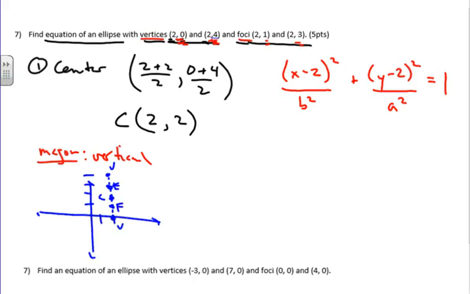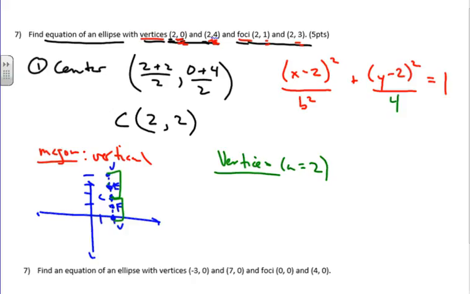Now from here, we want to figure out our a value. Now, this is very important. To find the a value, we have to look at the vertices. The a value is the distance from the center to one vertex. You can just count. We have (2, 2), we go 2, so it's going to be 2 in both directions. That's how you find it. So in this case, a squared is going to be 4. Make sure you square that when you put it in there.